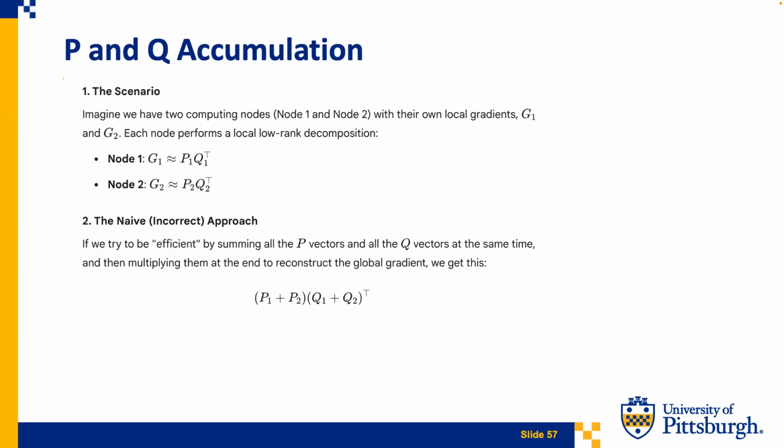So now, let's say we have two nodes, 1 and 2. They have gradients G1 and G2. We factorize G1 into P1 and Q1, and G2 into P2 and Q2. Now each of them has two low rank vectors instead of the whole matrix. When they are sending, node 1 sends P1 and Q1 over, node 2 sends P2 and Q2 over. So we're just sending low rank, because that reduces the communication.